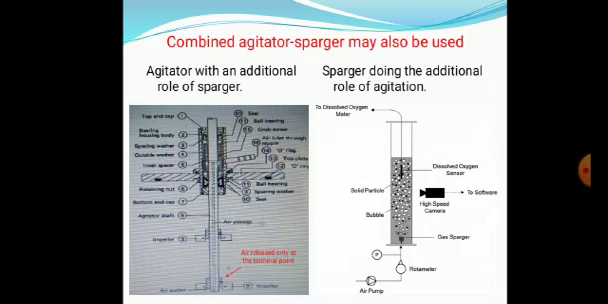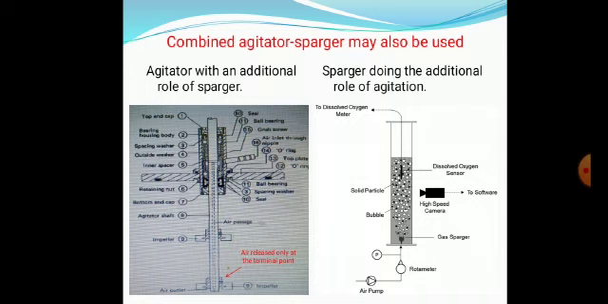So these are the three types we have seen, and before we complete this PPT, the combined agitator sparger is also an innovative way of using air supply. That is called combined agitator sparger. Two examples I have quoted. Just look into the examples. Left and right are both different. Just read the sentence very carefully.